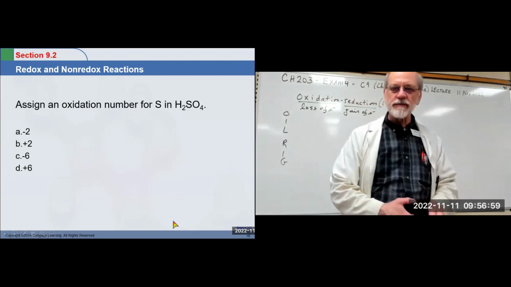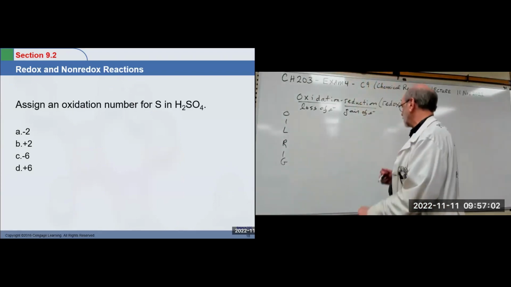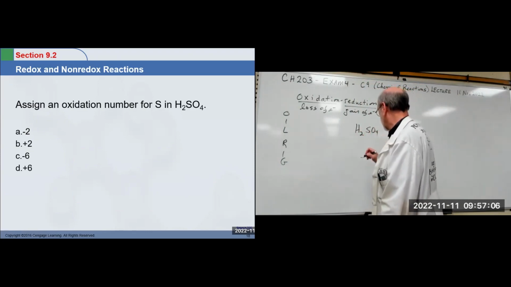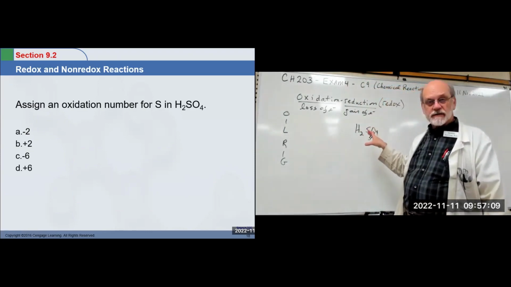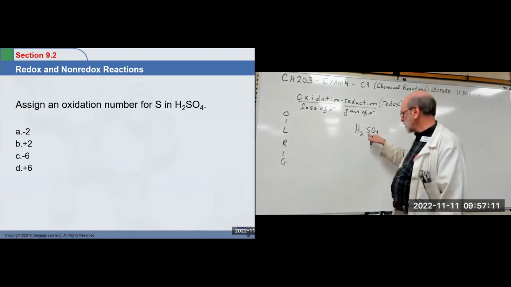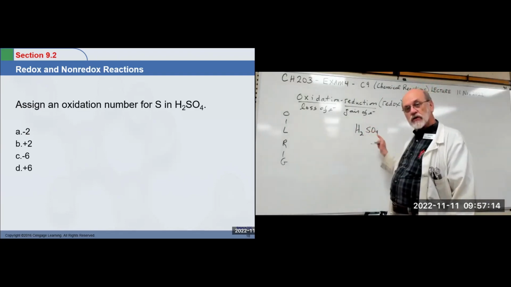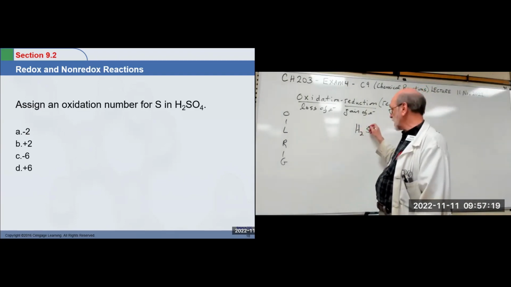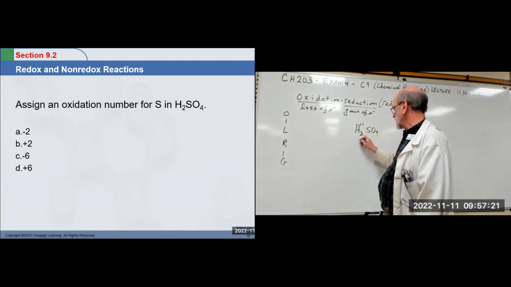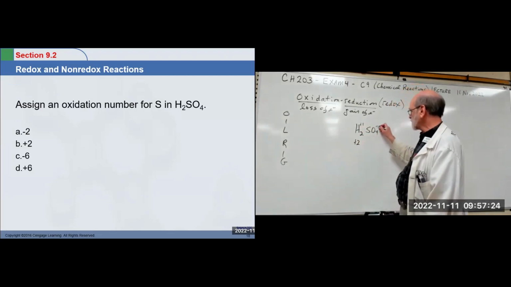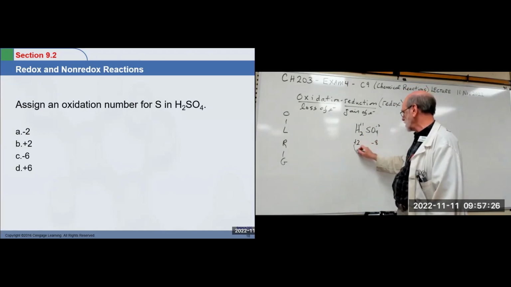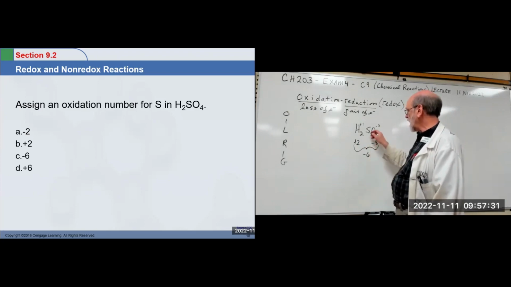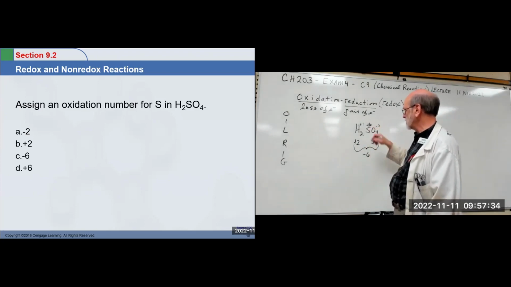So what's the oxidation number for sulfur in H2SO4? There are 2 ways to approach this. If you're looking for the oxidation number for that element, you can do the whole compound, right? Like this, right? Hydrogen's first, so it's going to be a +1. So that's +2 total. Oxygen's -2, so it's a -8 total. Right? So that's a -6. Sulfur has to be a +6.